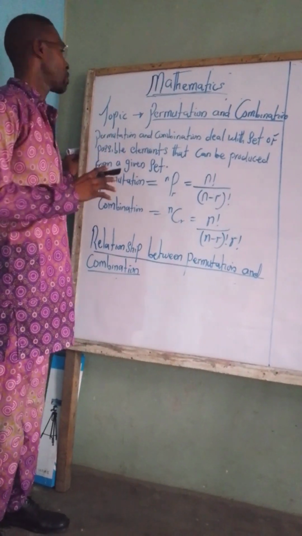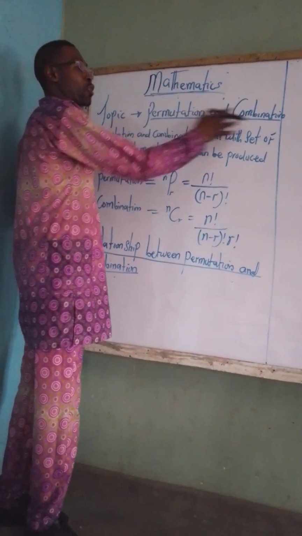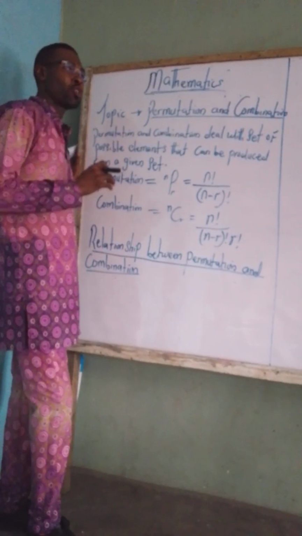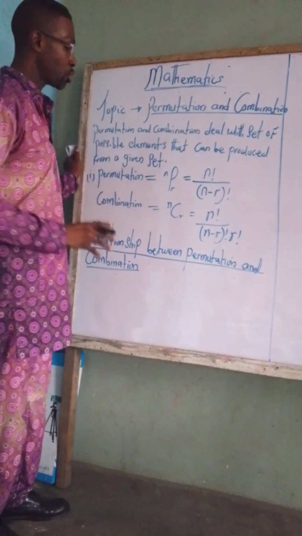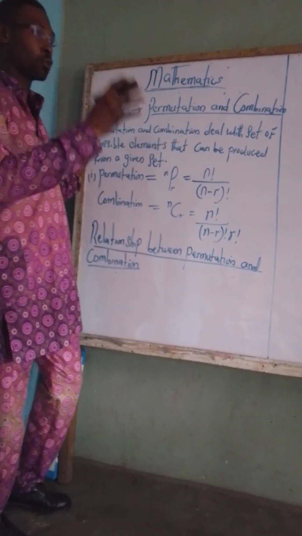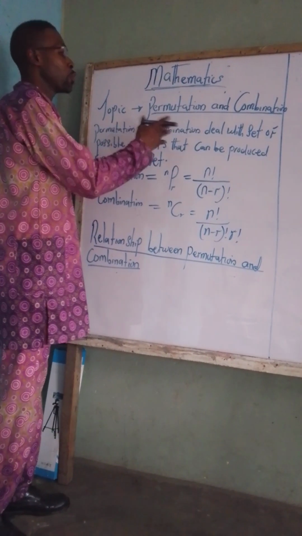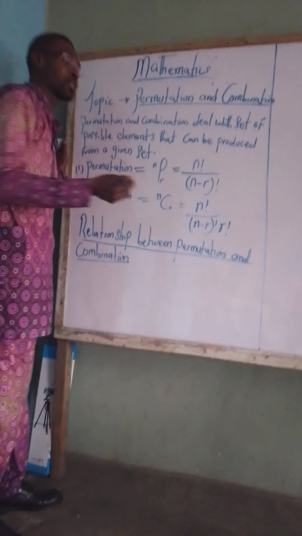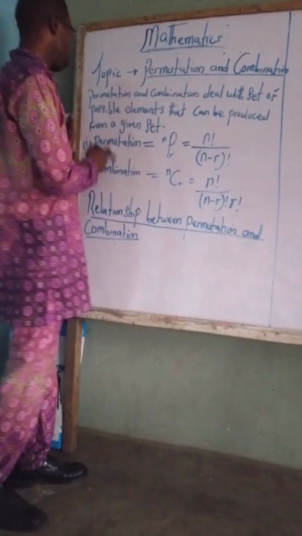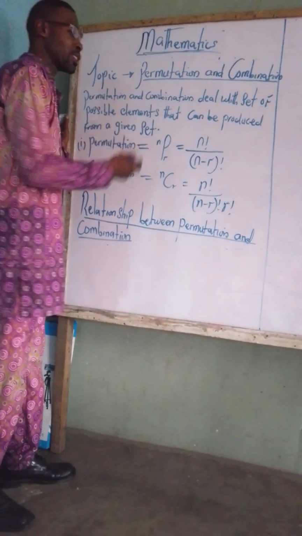This aspect of mathematics is called permutations and combinations. I know you have been hearing about permutation and combination. I will give you a little explanation for now, because we have been doing other calculations. But from here, you all know that permutations and combinations deal with what? With the set of possible elements that can be produced from a given set.